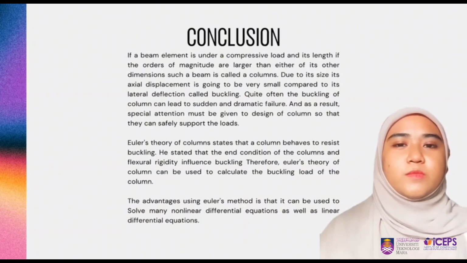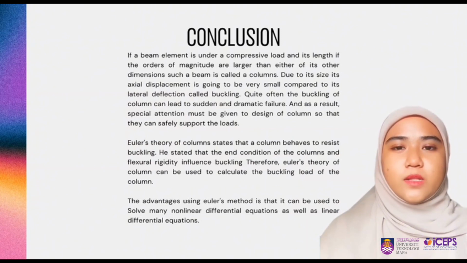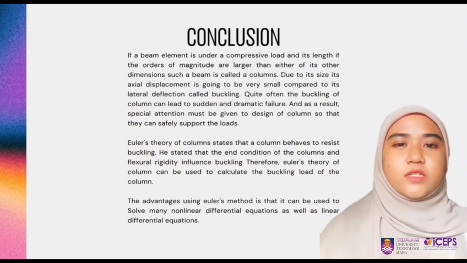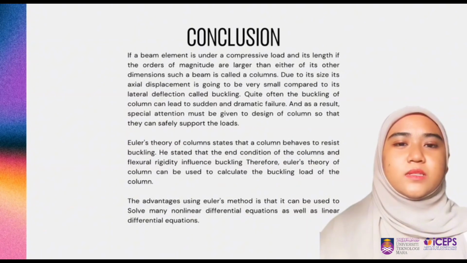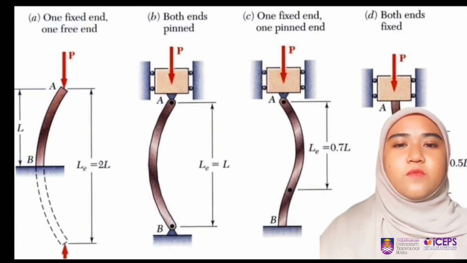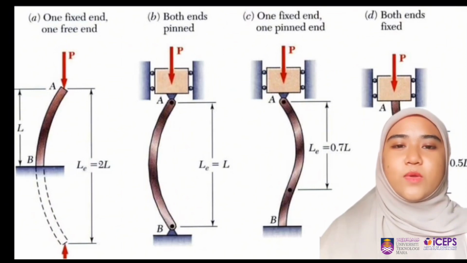Euler's theory of columns states how a column behaves to resist buckling. He stated that the end condition of the column and flexural rigidity influence buckling. Therefore, Euler's theory of columns can be used to calculate the buckling load of the column. The advantage of using Euler's method is that it can be used to solve many nonlinear differential equations as well as linear differential equations. In summary, Euler's theorem for an axially loaded column with both ends pinned is a basic formula to estimate when a slender column might buckle under compression.